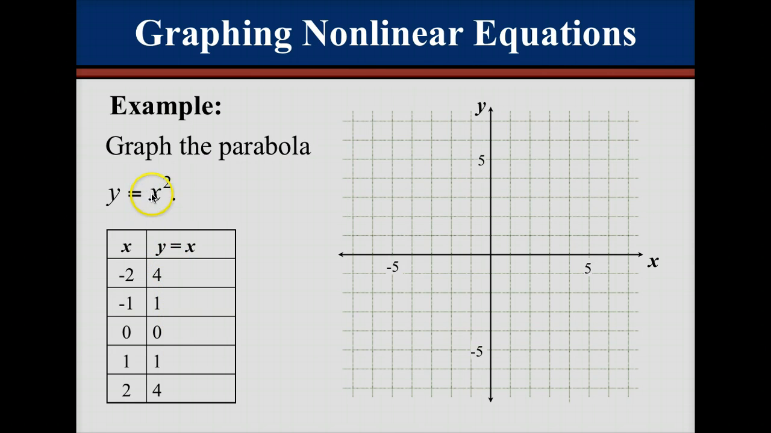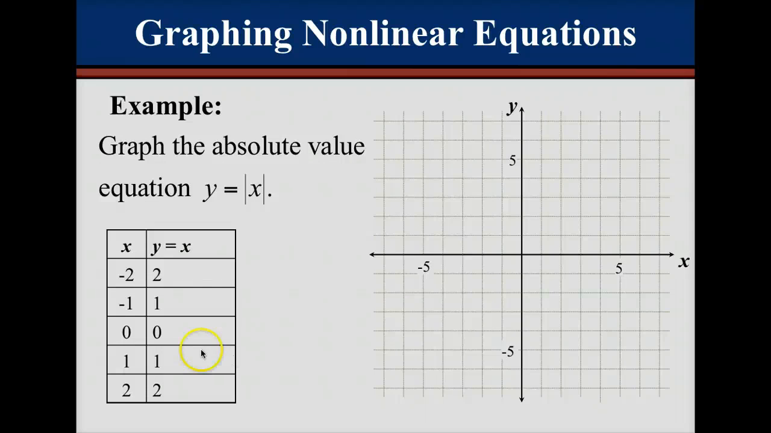So if we put a negative 2 in for x, negative 2 squared is 4. Negative 1 squared is 1. 0 squared is 0. 1 squared is 1. 2 squared is 4. Like I said, you're picking these numbers. They're not giving them to you. But then we graph those points and connect them. So there we have a parabola.